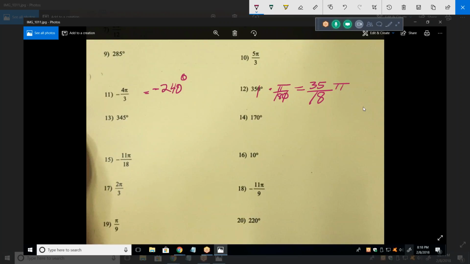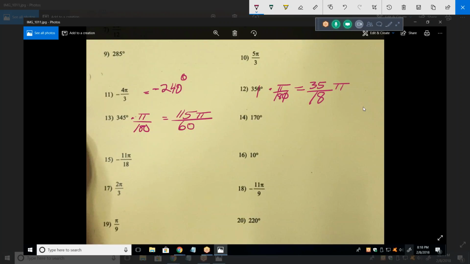Okay, how about this? Number 13. So then 345 times pi over 180. And 345, what do those add to? Those add to 12. So then divide by 3, and that's 115 pi over 60.